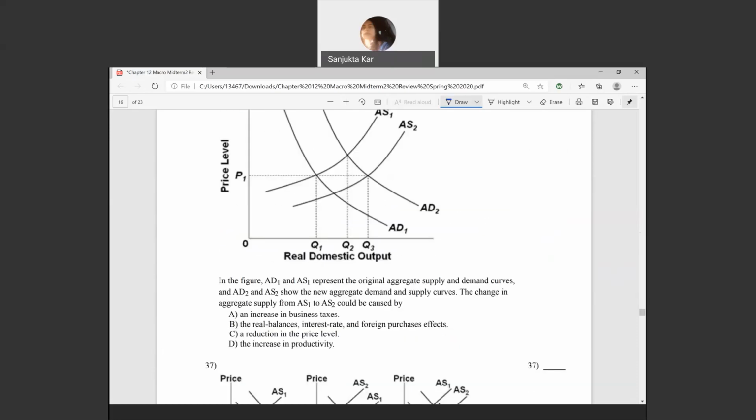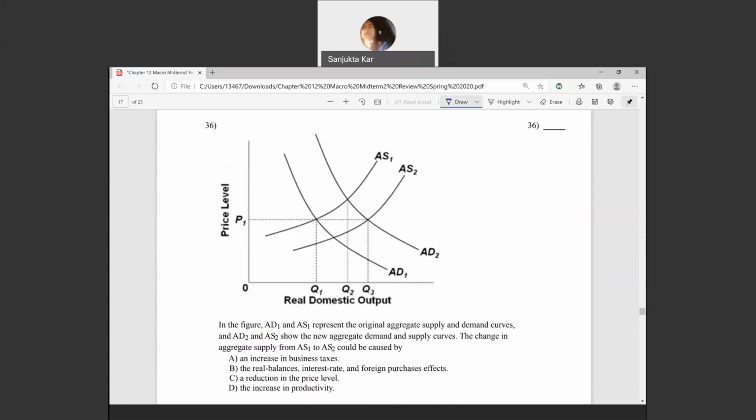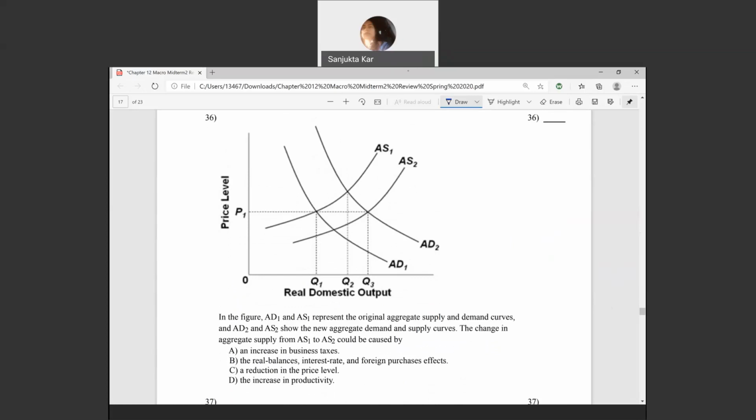All right, moving over to question number 36 here. It says the aggregate supply curve is shifting from AS1 to AS2, and why would the aggregate supply curve shift from AS1 to AS2? This will be an increase in productivity.